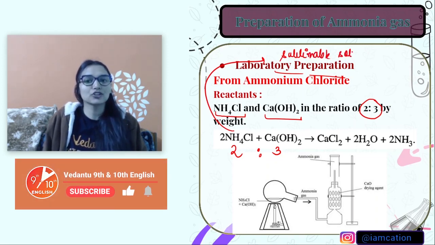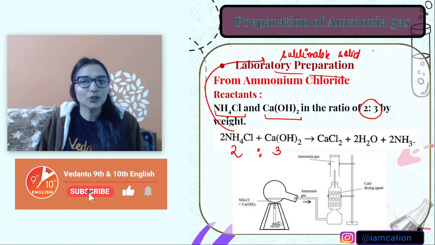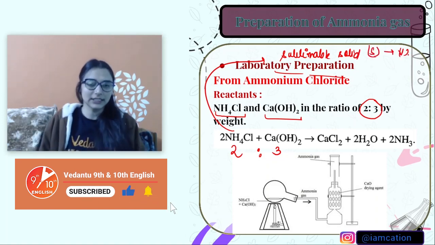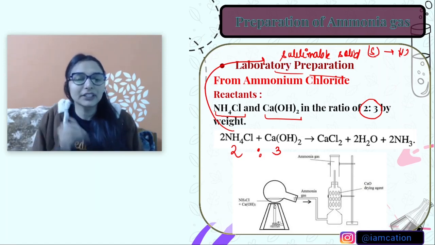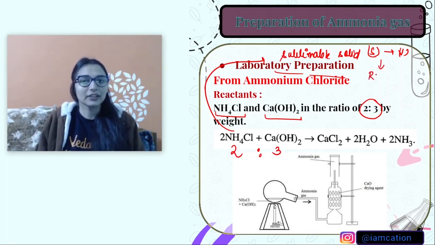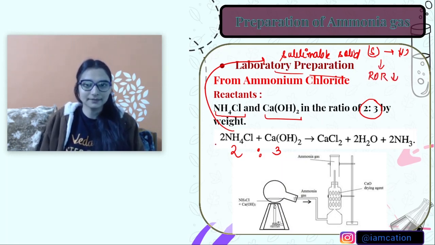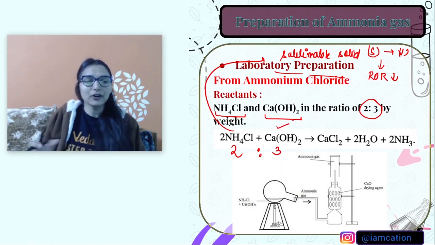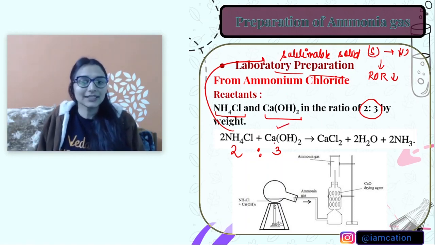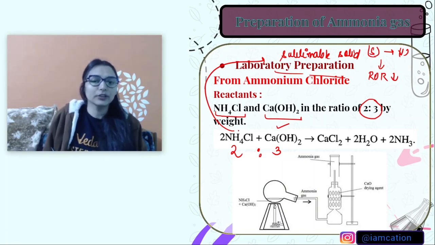So with the passage of time, you know that this solid will be converted into vapor, so the quantity will decrease. If the quantity of one of the reactants is decreasing, the rate of reaction would be impacted. The rate of reaction is going to decrease. So what do we do? हम calcium hydroxide को बढ़ा देते हैं. We take it in more quantity. So this is taken in the ratio of 3 and ammonium chloride in 2.